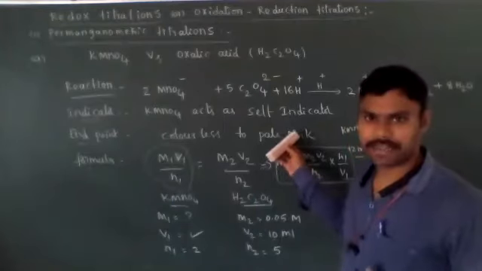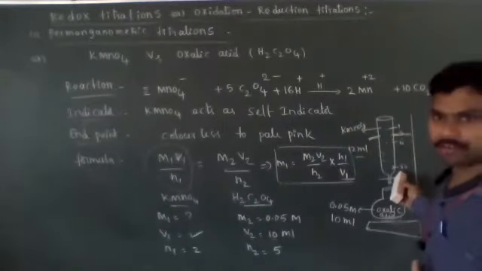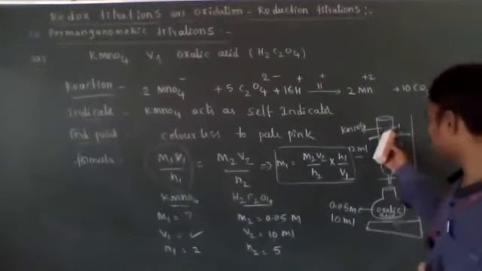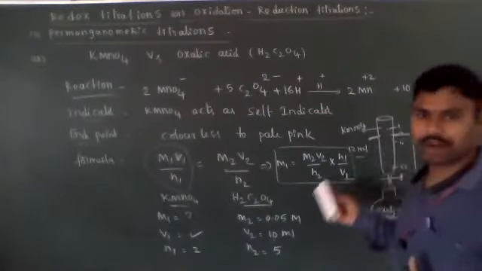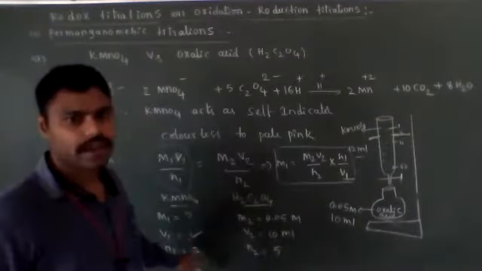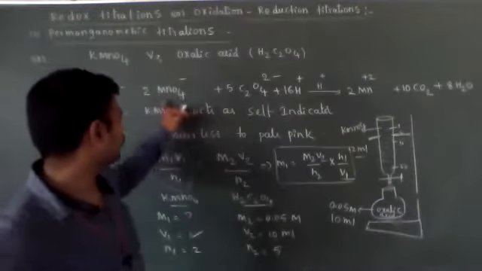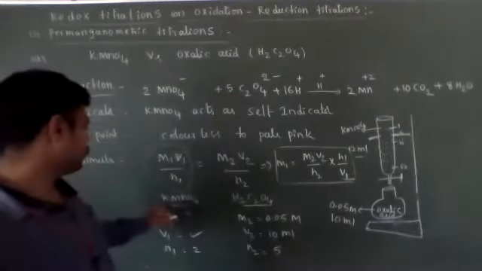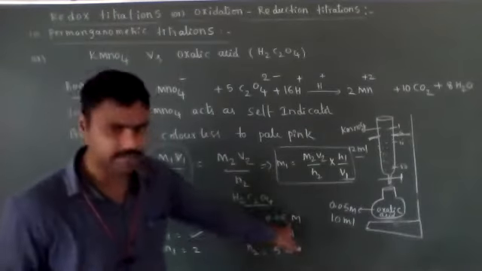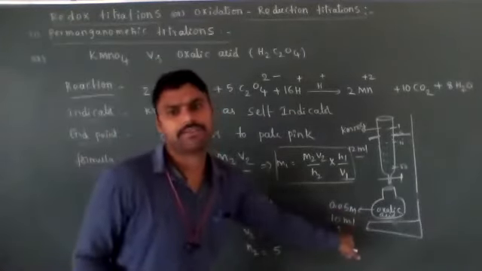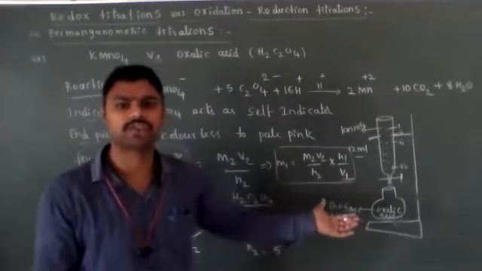And as soon as the pale pink color is formed, we have to immediately stop the titration. Then we count how much volume of KMnO4 we have added. That is V1, and N1 and N2 we take from the stoichiometric balanced equation. Then M1 is calculated. The M2 value they will give in the question. V1, how much are we using? 10 ml we are using. Otherwise you can also take 20 ml.